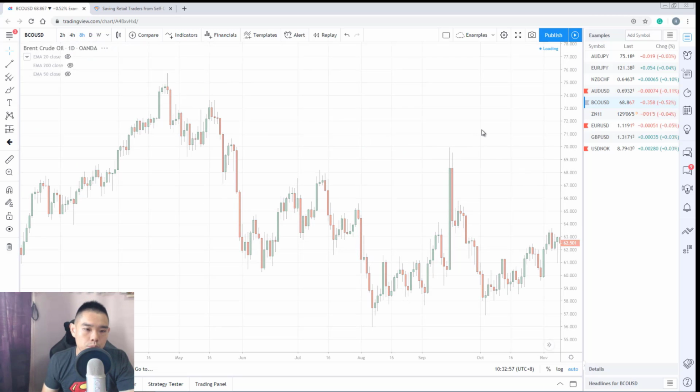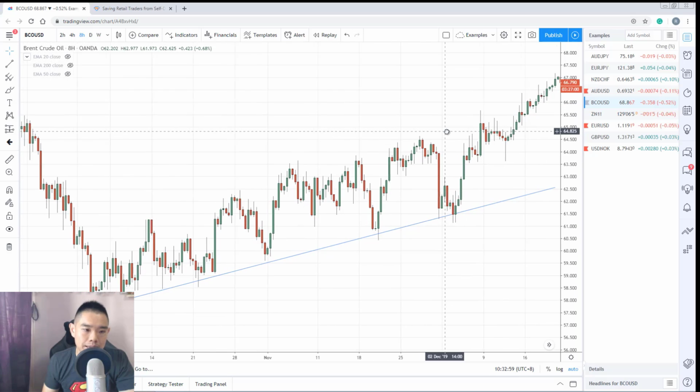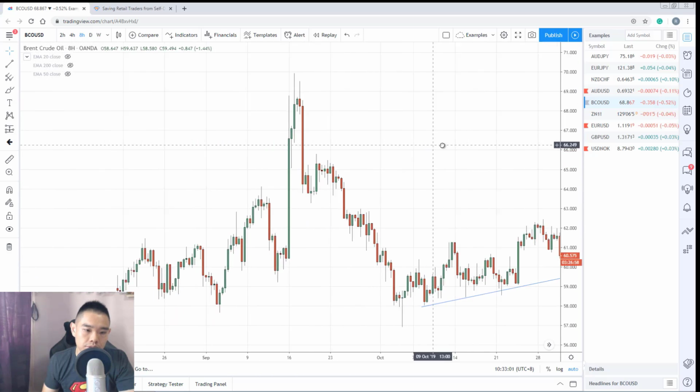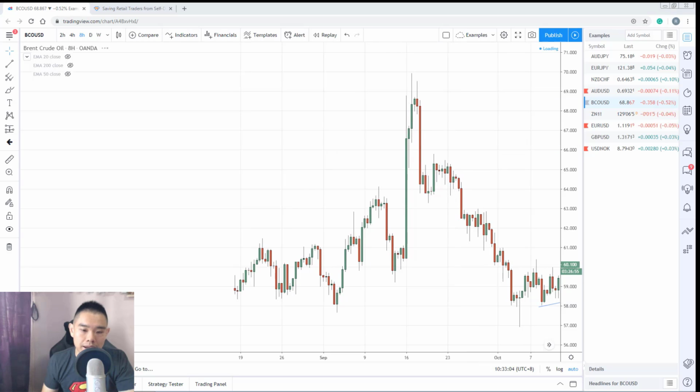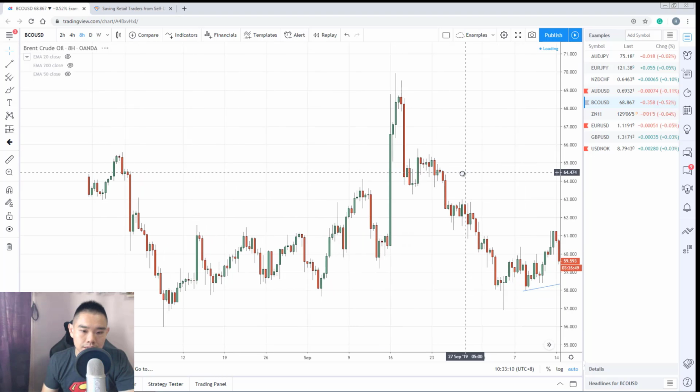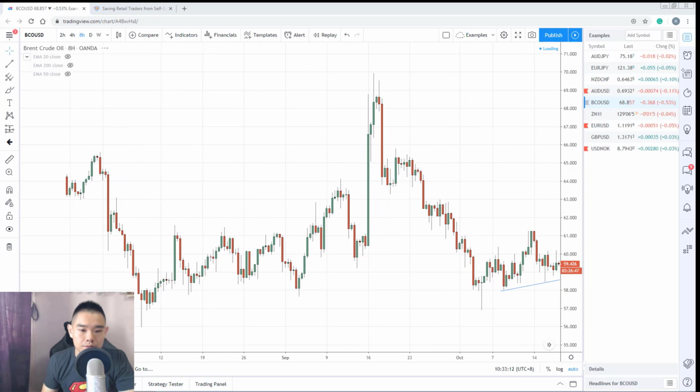Another one, Brent crude oil. This time around we'll have a look at the 8-hour time frame. Again, same thing. At this point, there is no way you are going to buy over here, because the trend line is not even formed yet. Likewise, at this point, it's also unlikely you'll buy over here.